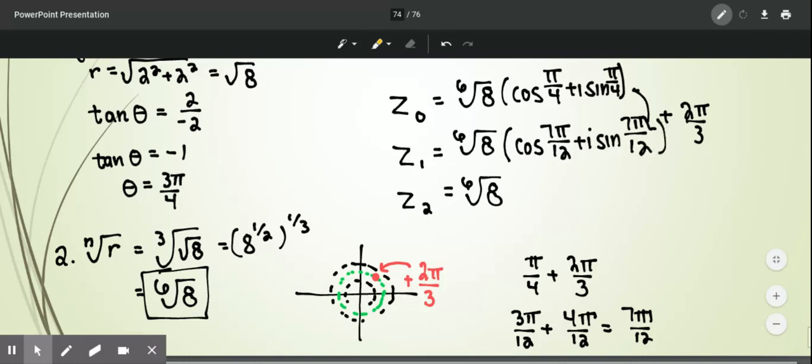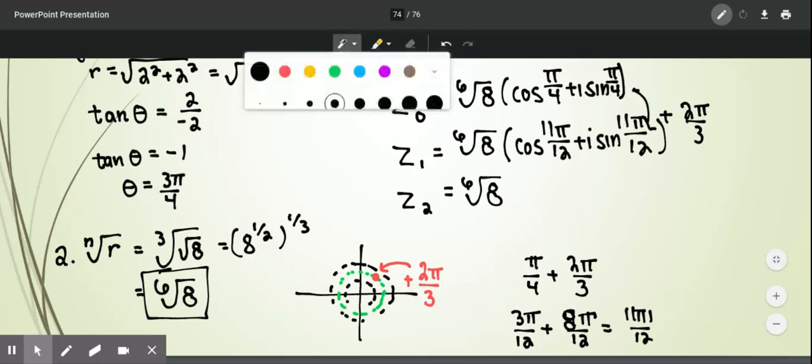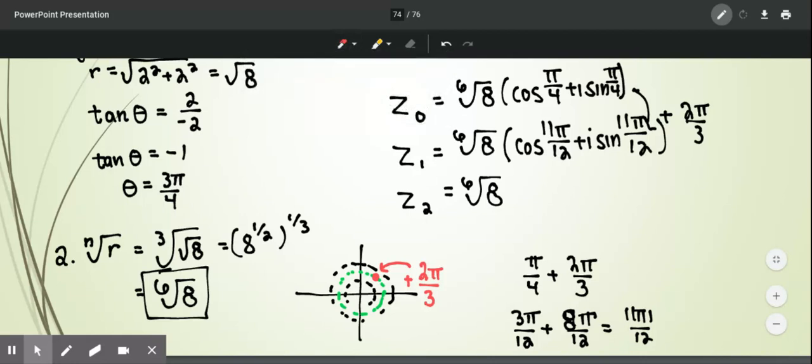Wouldn't it be 8 pi over 12? Because you're multiplying the 2 by 4. Oh gosh, yes. 8 pi over 12. So I'd be at 11 pi over 12. Good catch there, guys. We'll fix that. 11 pi over 12. And so visually what we found was at 11 pi over 12, so our next one is right there.